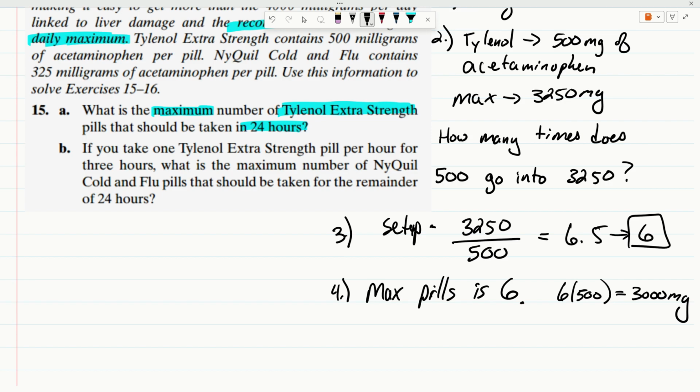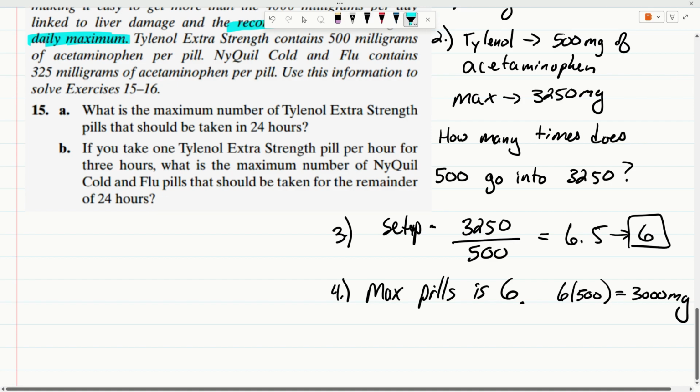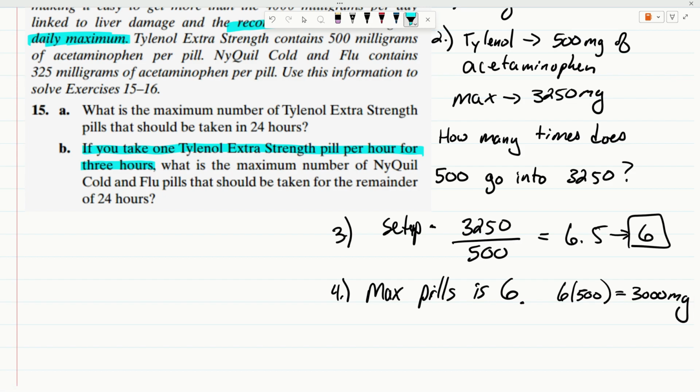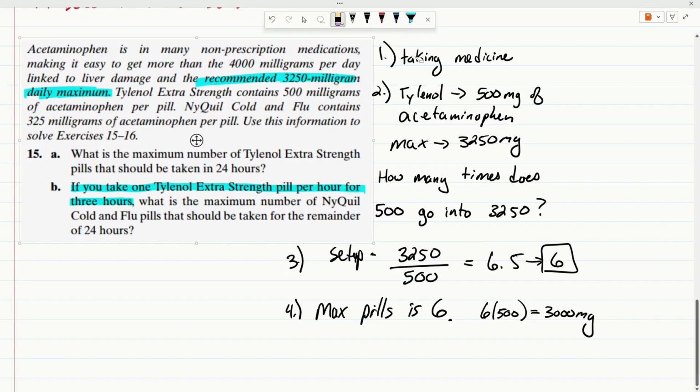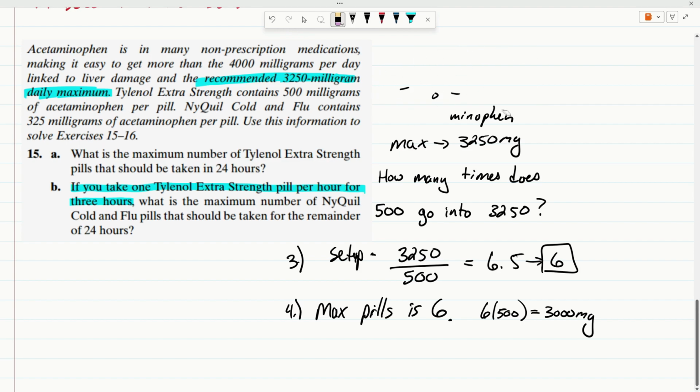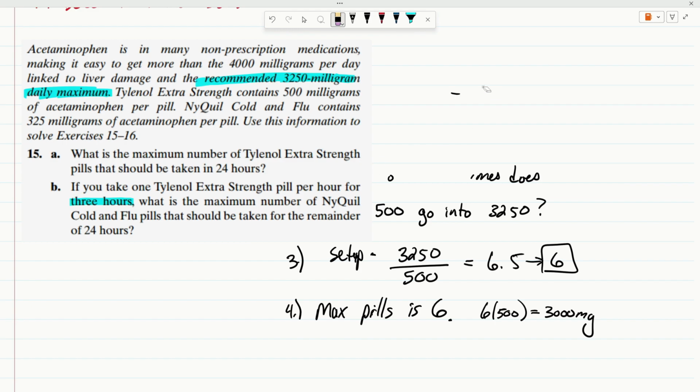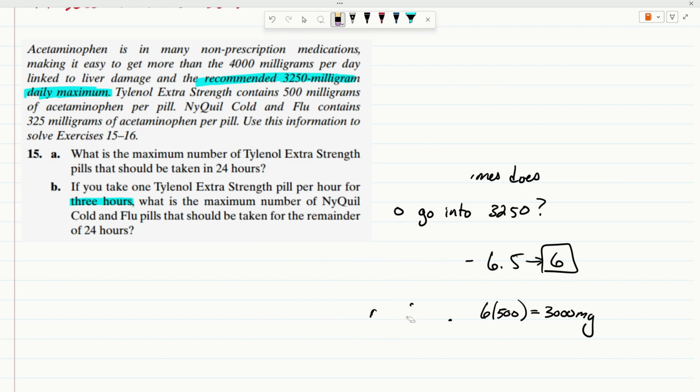Now, part B is a little bit more involved. So let's read it. If you take 1 Tylenol extra pill per hour for 3 hours, what is the maximum number of NyQuil cold and flu pills that should be taken for the remainder of the 24 hours? All right, so let's think about this. In fact, I'm just going to erase all this because we have the internet. And you can pause the video, which is great.